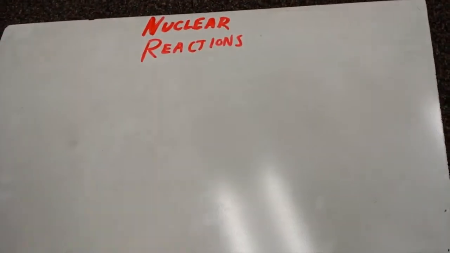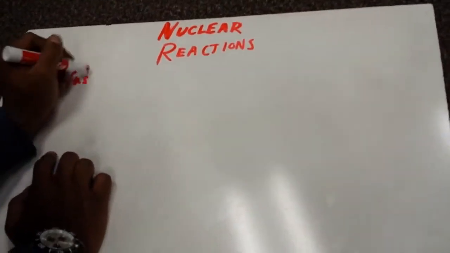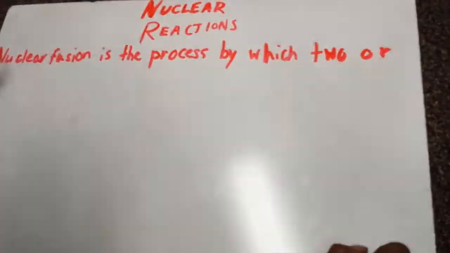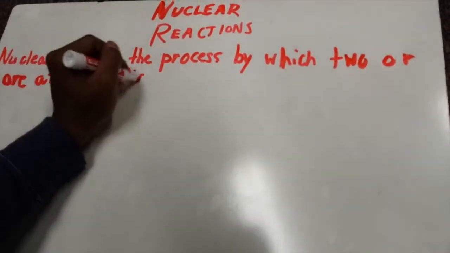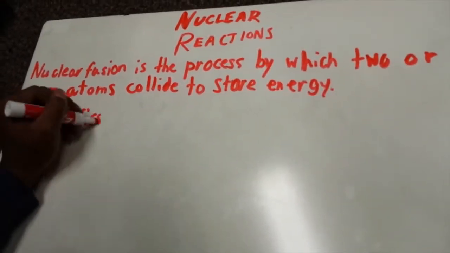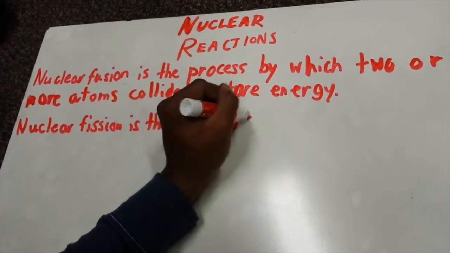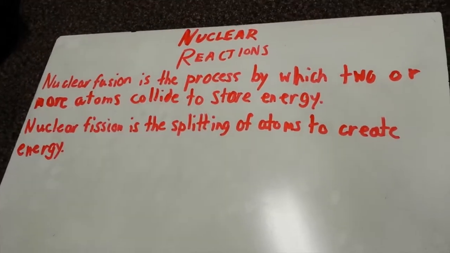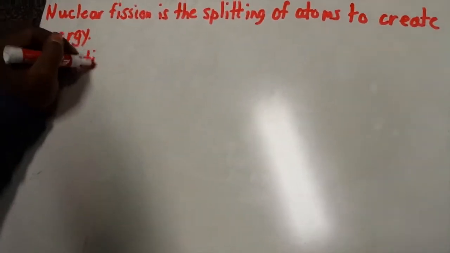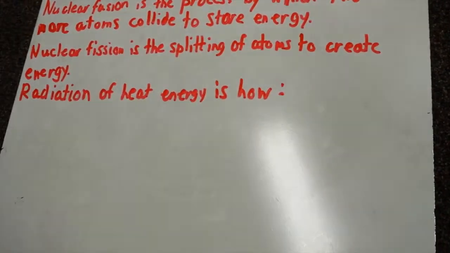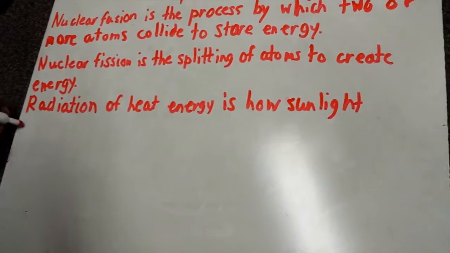Nuclear reactions. Nuclear fusion is the process of two or more atoms colliding to store energy. It's sort of like how the human body uses fat to store energy. Nuclear fission is the process by which these atoms split and are used as usable energy. This is how the sun and other stars survive. Radiation is how heat and sunlight get to the Earth from the sun.